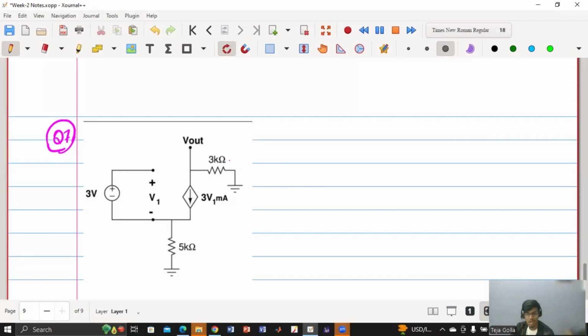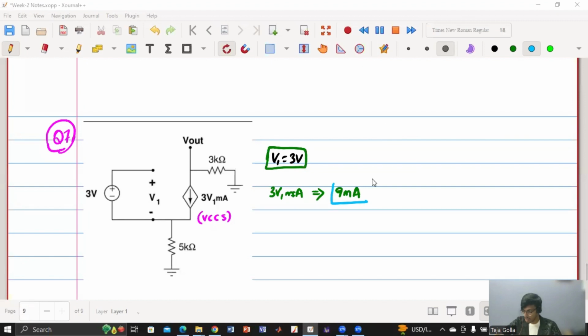So is this current control current source, or which source is this, dependent source? Voltage control current source. Yes, voltage control current source. And the value of current is nothing but 3 times V1. What is the value of V1? 3 volt. Yes. So they have already given the value. So now what is the value of 3V1? 9 milliampere. Yes. 3V1 milliampere is 9 milliampere, right?